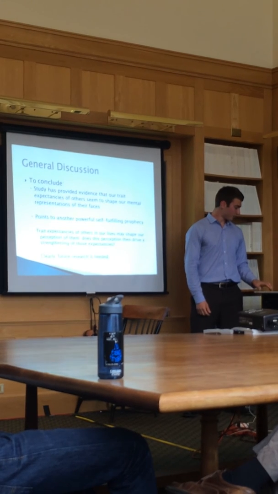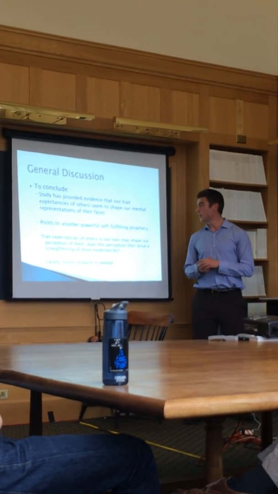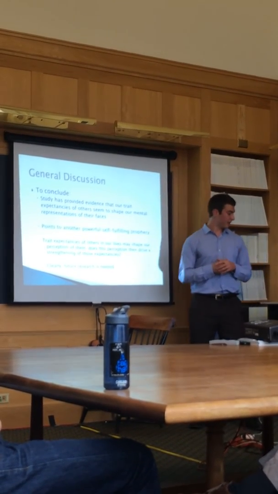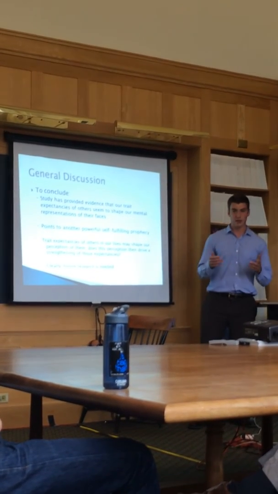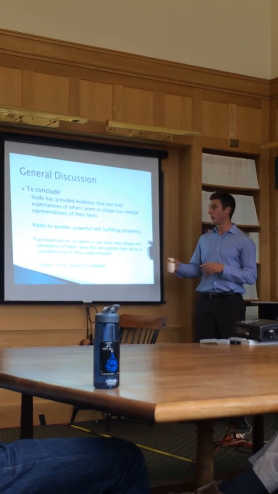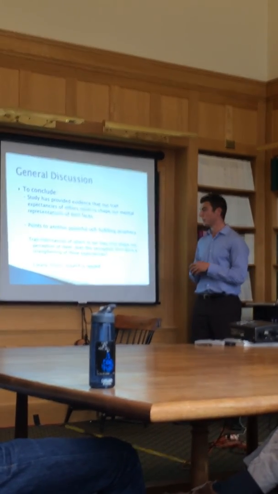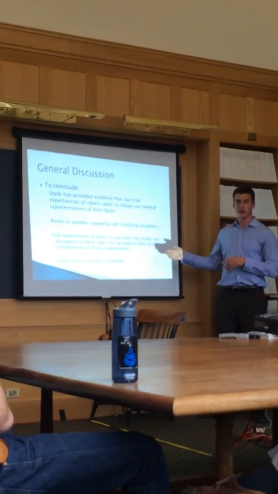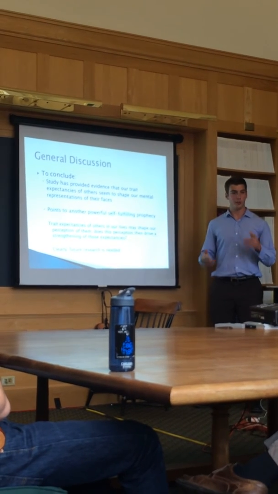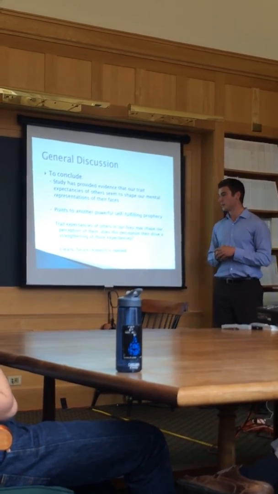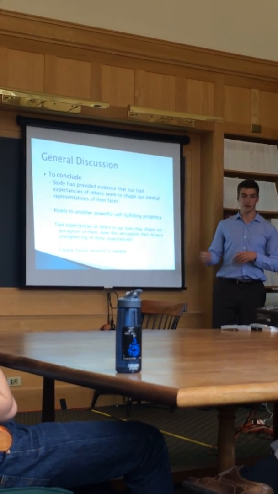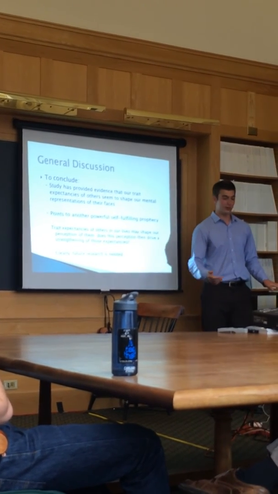So to conclude, the studies provided evidence that our trait expectancies of others seem to shape our mental representations of their faces. And as a last point to leave you with, this really points to another powerful self-fulfilling prophecy of these trait expectancies. So if these trait expectancies do shape our basic visual perception of people, does this perception then drive a strengthening of these expectancies? And I think clearly future research is needed to pursue this further.